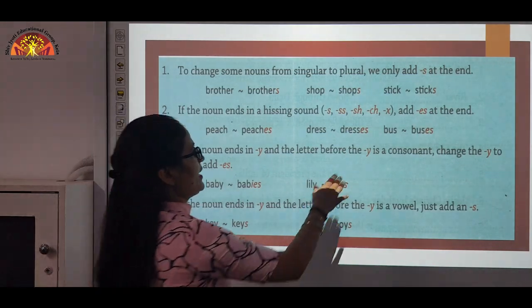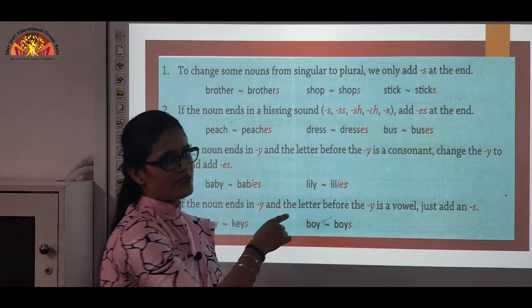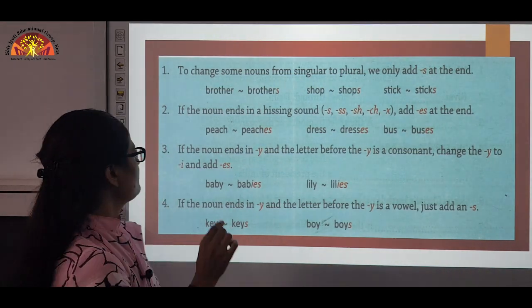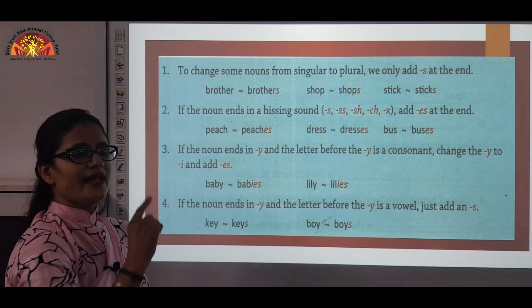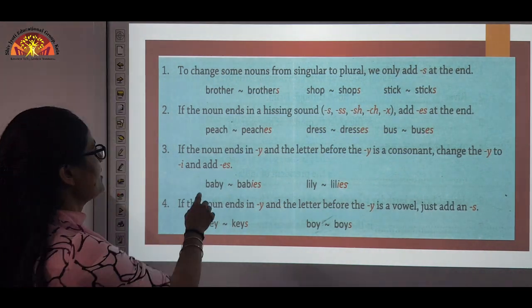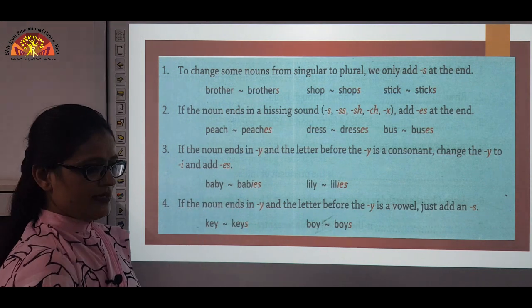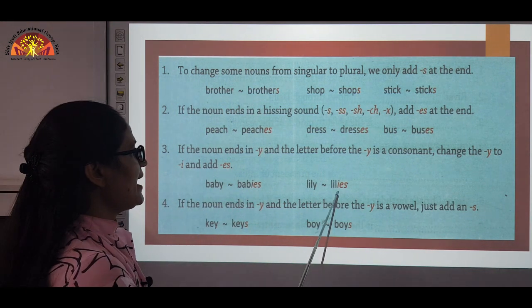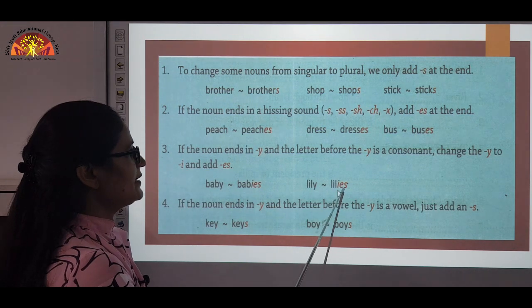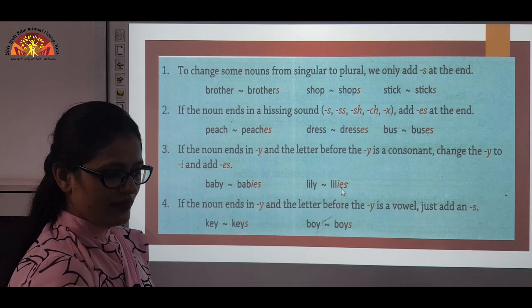A, E, I, O, U are vowels and the rest of the alphabets are consonants. If before Y there is a consonant, what you have to do? You have to remove Y, and at the place of Y we will add I and then we will add ES to it. For example, you can see baby, babies, lily, lilies, IES. At the place of Y I have written I, then I have added ES to it, right.